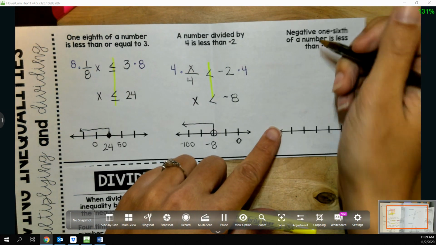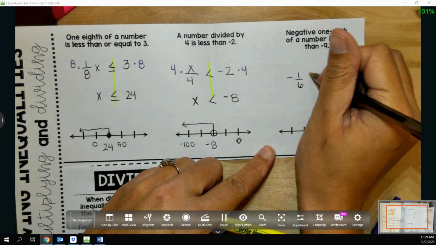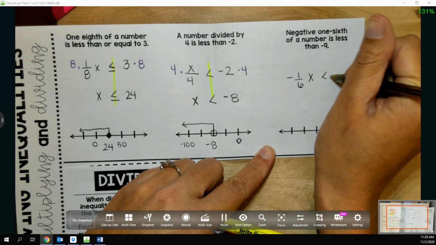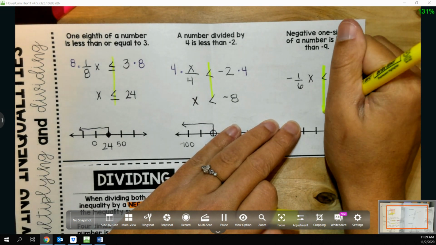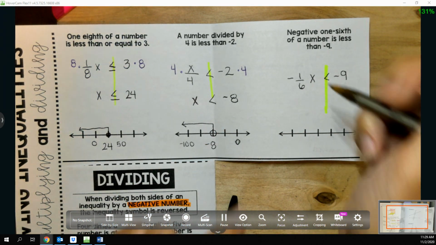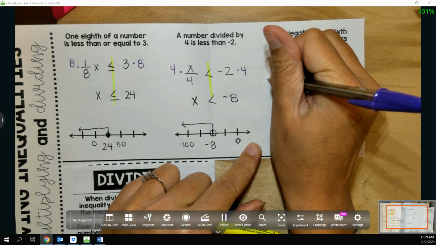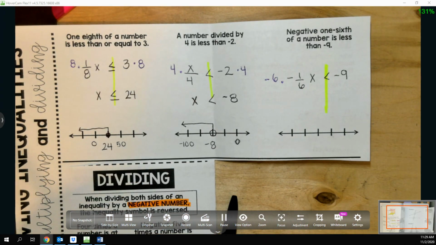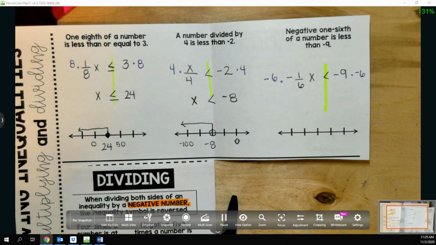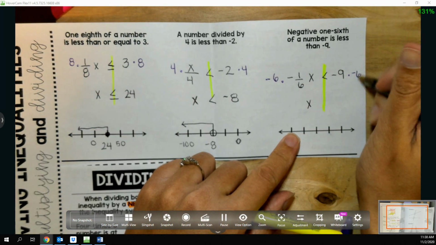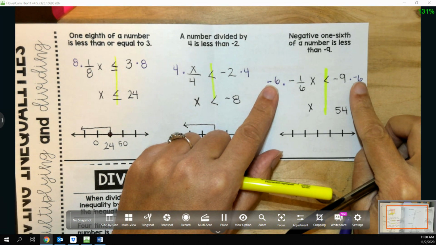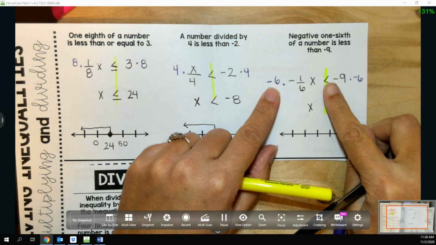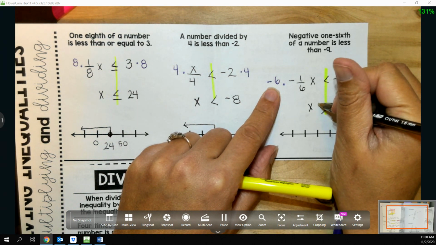And then last but not least up here, -1/6 of a number x is less than -9. And so I put in my sides. And then to get x alone, I need to multiply by the reciprocal, which would be -6/1 on both sides, so really just -6. On this side, it cancels out. We're just left with x. On this side, when I multiply, I get 54. And this time, because the number I put on both sides is negative, I do flip the sign. So now we're greater than.